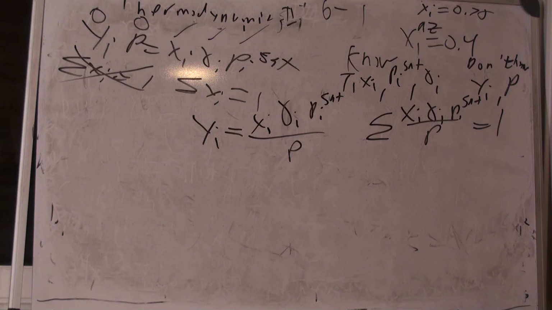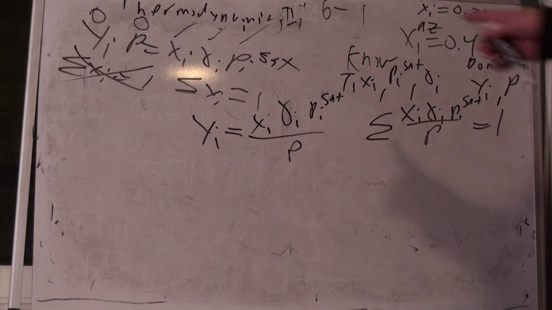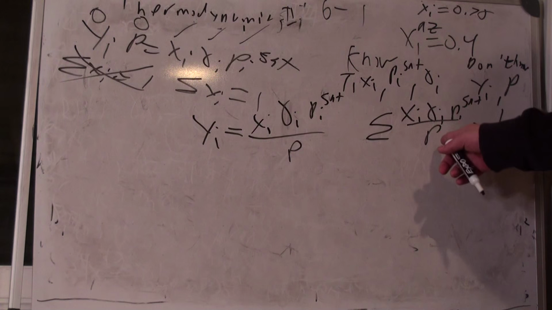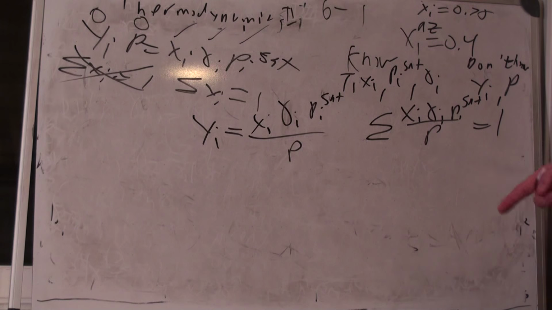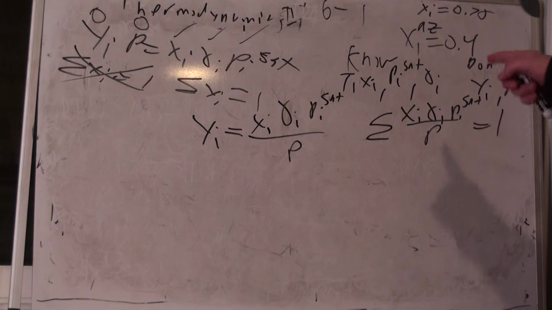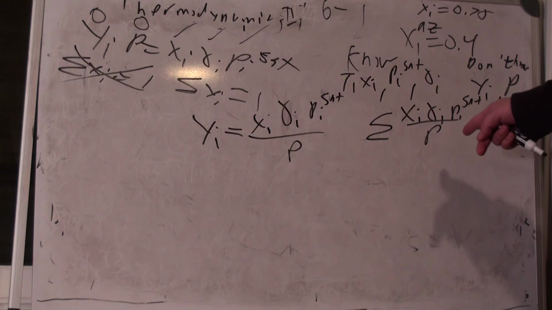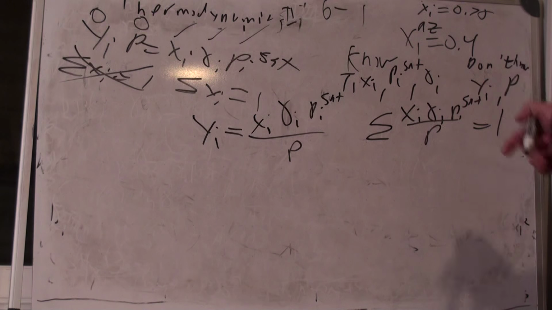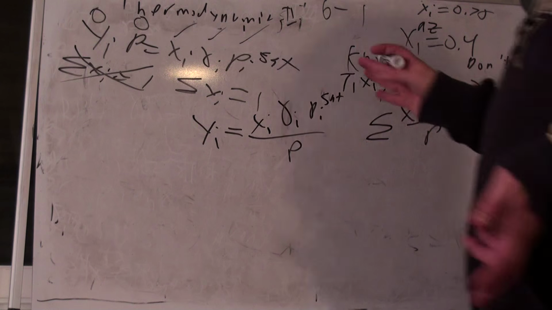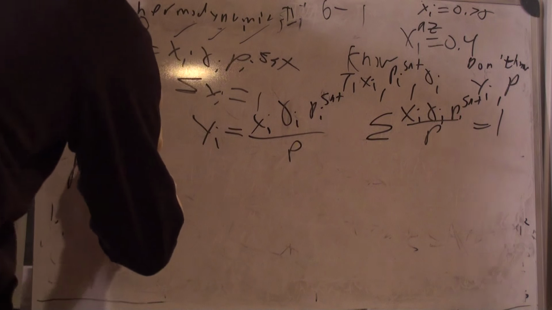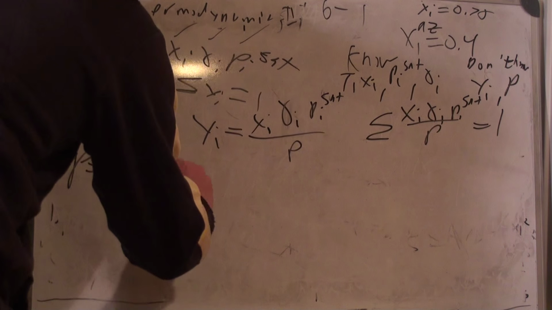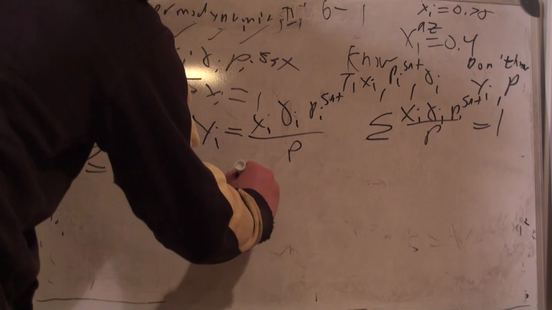So I need another equation. The other equation is the summation. So I plug it into here. Again, I want to put everything I don't know on one side and everything I know on the other side. I said I didn't know p, so I want to move that over. Well, everything's divided by p, so I can multiply both sides by p and get p is equal to the summation of xi gamma i pi sat.